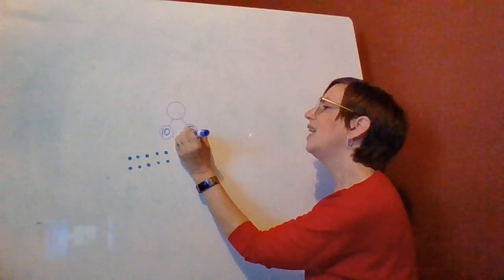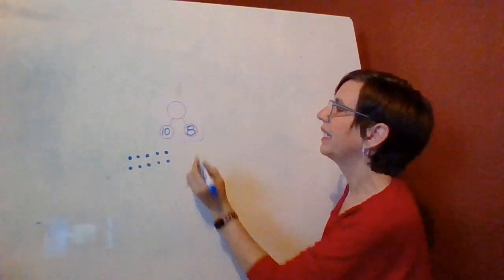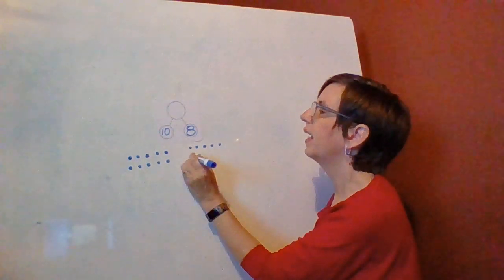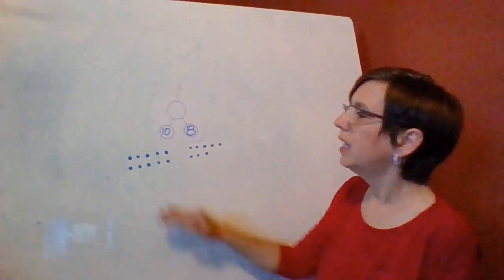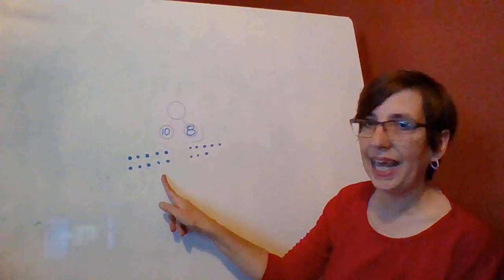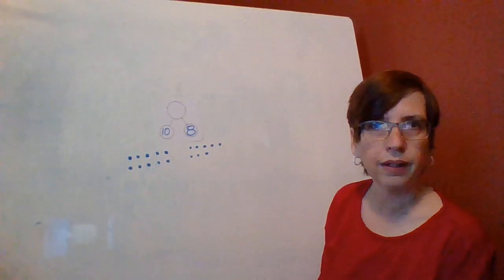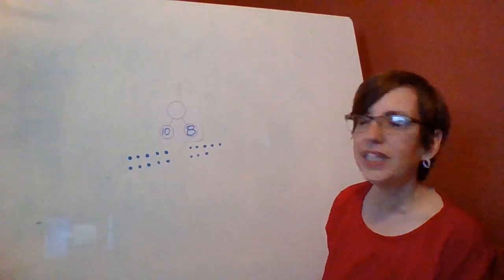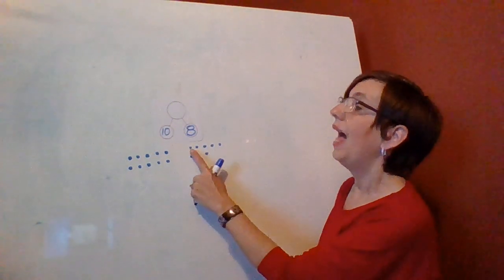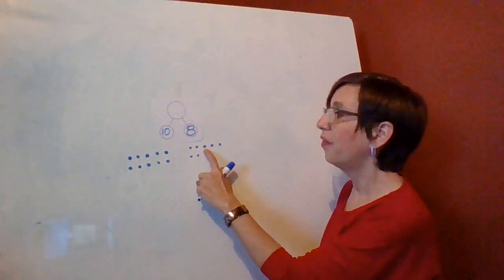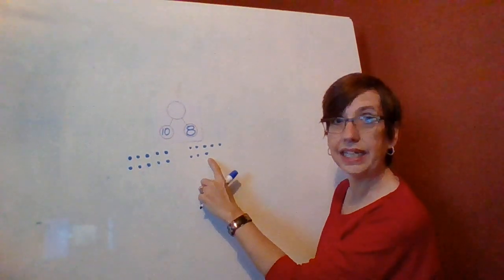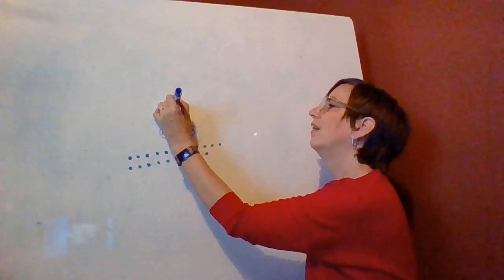All right, let's do 10 and 8. So I'm going to make my circles. 4, 5, 6, 7, 8. So 10 and 8. Which is my bigger number? 10. Very good. Which is the smaller number? 8. Absolutely. So we're going to start with our big number and we're going to count on. So 10, 11, 12, 13, 14, 15, 16, 17, 18. Good job.